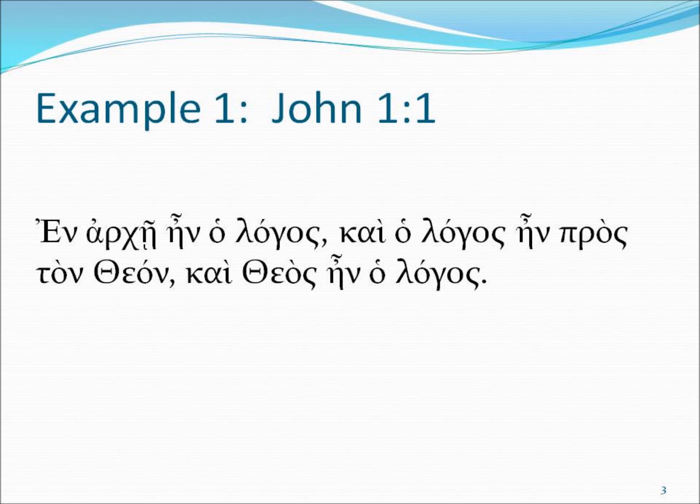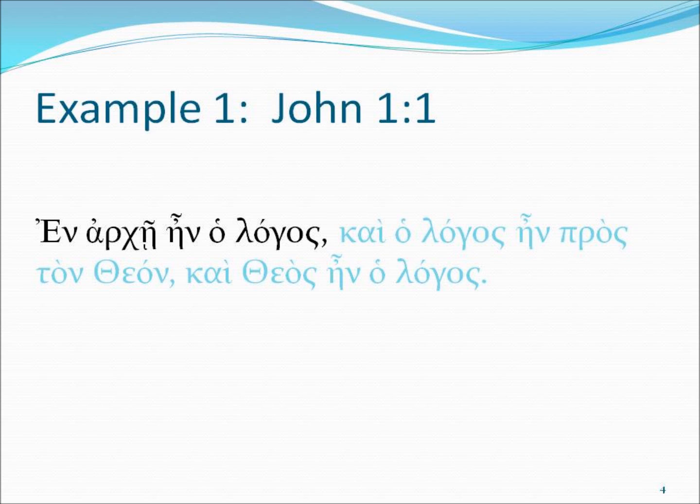John 1:1. En arche ein ho logos, kai ho logos ein pros ton theon, kai theos ein ho logos. The literal translation for this verse would be, in the beginning was the Word, and the Word was before the God, and God was the Word.